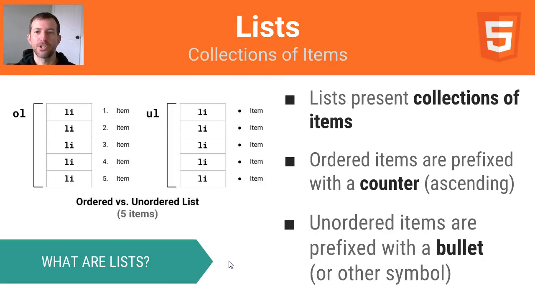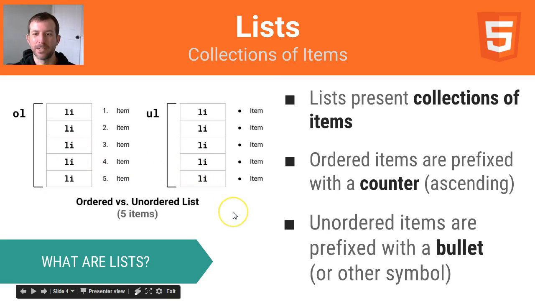Lists, however, are collections of items. You'll notice here in my graphic I have two different types of lists. I have ordered lists and I have unordered lists. Notice how each list has 5 LIs or list items.